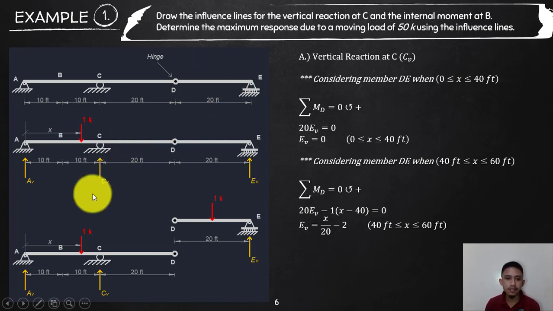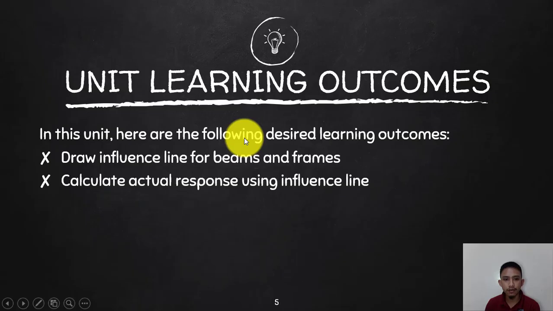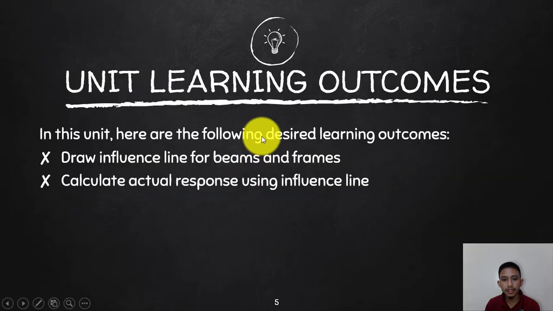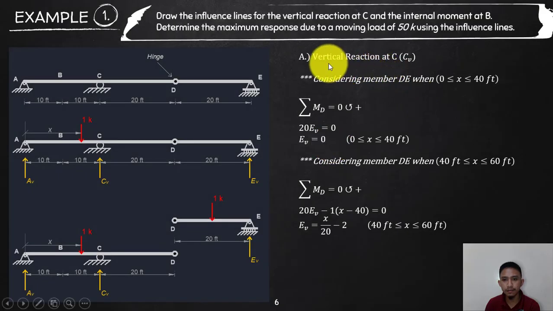First, let's start with CV. Going back to the steps, first is to consider a unit load at a distance x from a chosen reference point, and second is to establish the equation for that response, and then draw the diagram of that equation for us to have the influence line. Let's focus first on the vertical reaction at C. Let's call that CV.